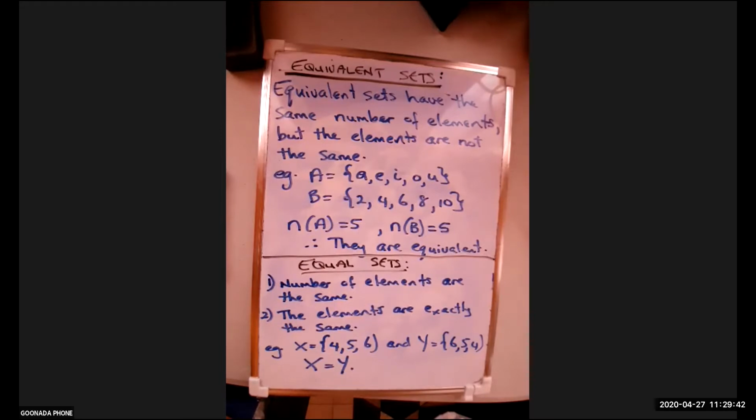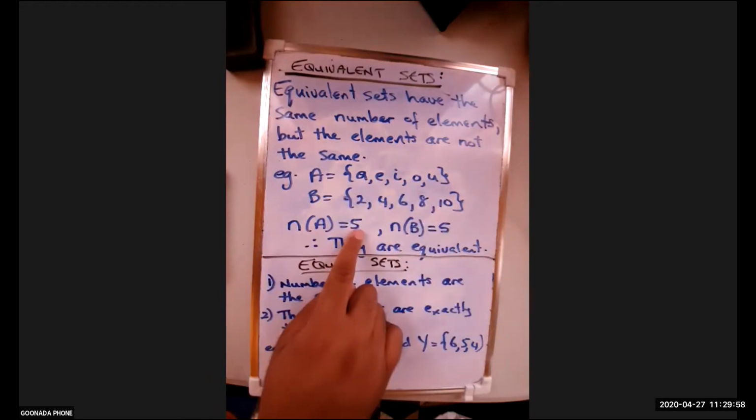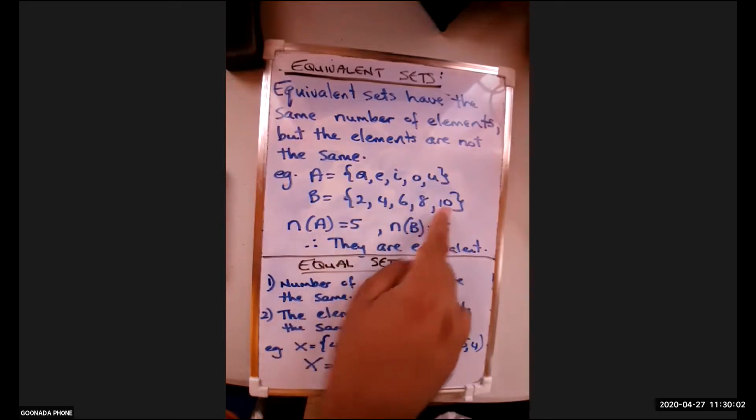For example, if I tell you that A is equal to A, E, I, O, and U, and I tell you that B is equal to 2, 4, 6, 8, and 10. We learn about the number of elements in a set just now. So let's count the number of elements in A. 1, 2, 3, 4, 5. So the number of elements in A is 5. Let's count the number of elements in B. 1, 2, 3, 4, 5. So the number of elements in B is 5.